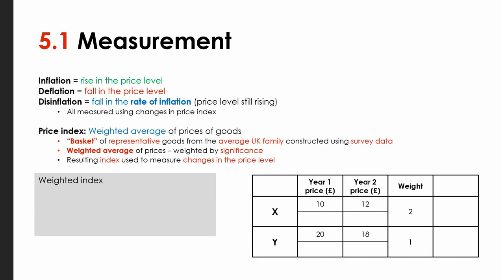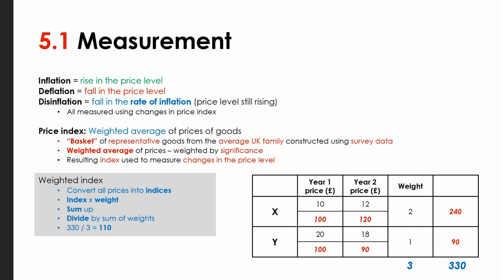We do need to know roughly how this is calculated. Based on the data here, the first thing we do is convert all of our prices into indices. In this case, year one is our base year, so they are 100, and year two is the year we're interested in. We're then going to times those indices by the weights in each case. We're going to add those up and divide them by the sum of the weights in order to get our weighted index for year two, which in this case is 110.